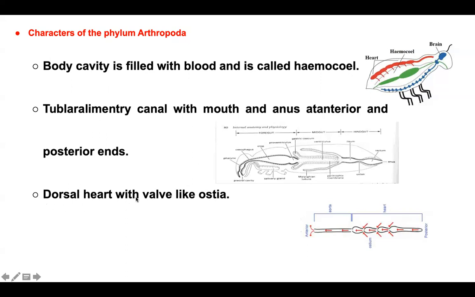And then a dorsal heart with valve-like ostia. So they have the heart, which lies on the dorsal side, having different valve-like ostia. The heart has a series of different chambers, and they have small holes, which are called ostia.